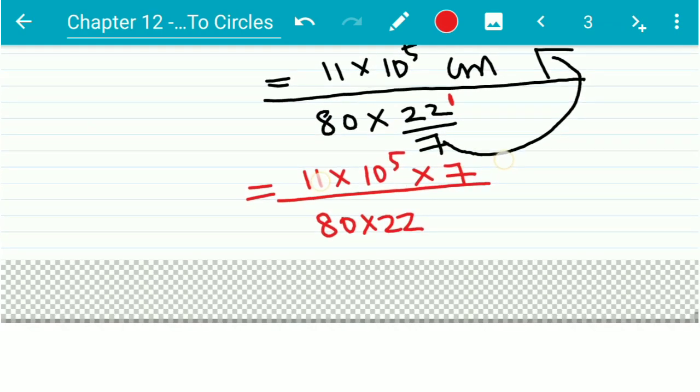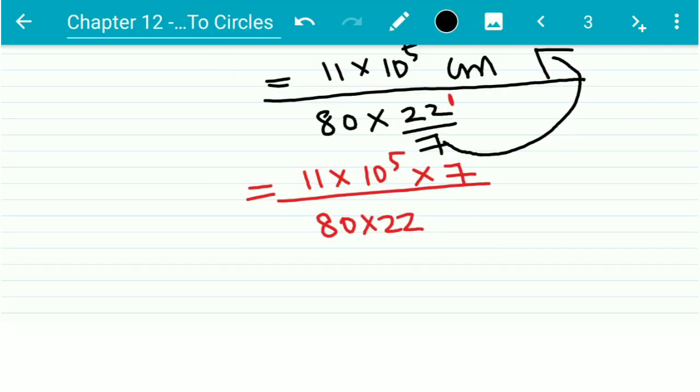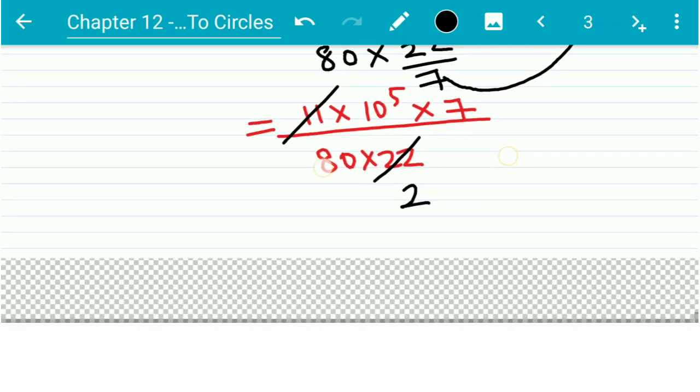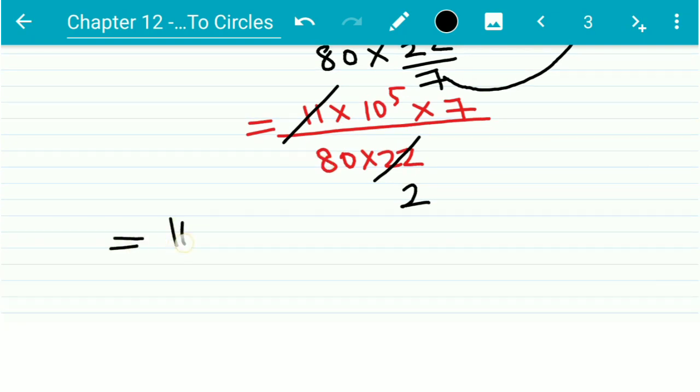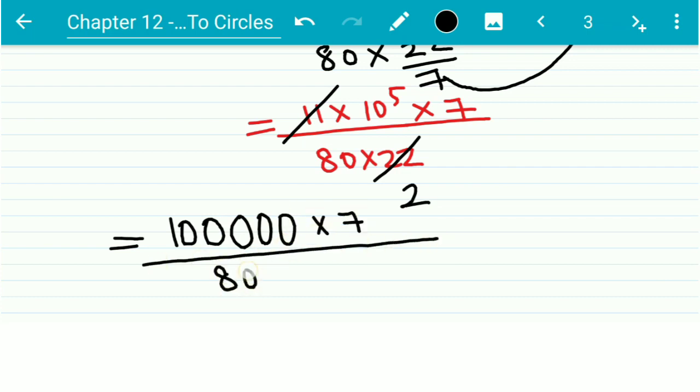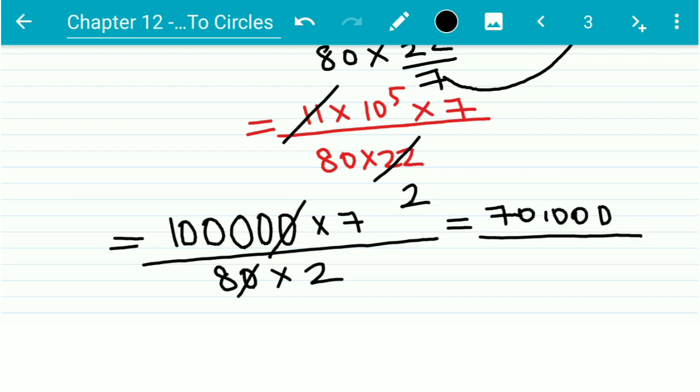Now simplify this. 11 2s are 22. Then what else? You can expand 10 raised to 5 now. 10 raised to 5 means 1 with 5 zeros, right? Into 7 divided by 80 into 2. See, you can cut 1 zero in the numerator and 1 zero in the denominator. And 10,000 into 7 is what? 70,000 divided by 8 into 2. See, 8 into 2, 16. So, you got 70,000 divided by 16.